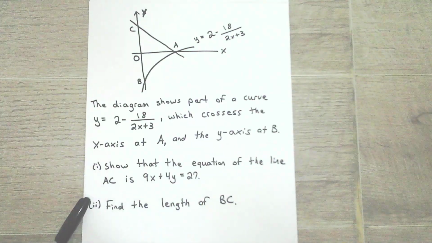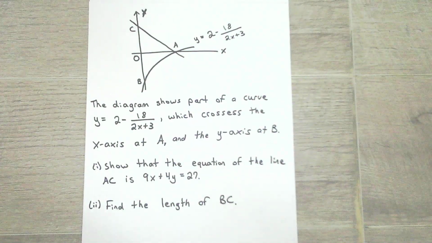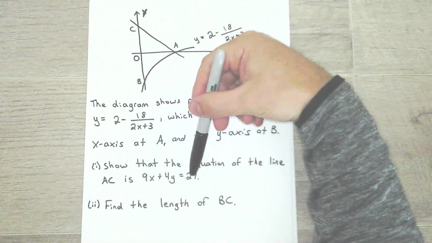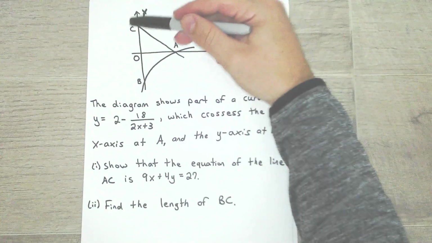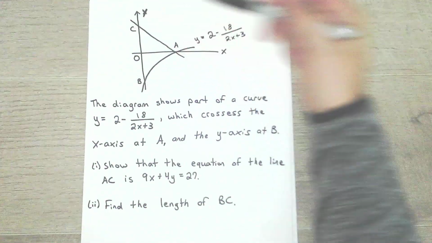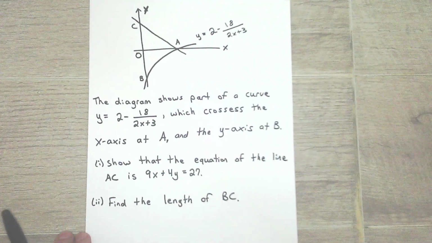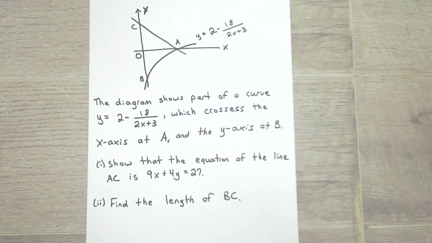Part I. Show that the equation of the line AC, so the equation of this line, is given by this formula. And then find the length of BC. Okay, so let's get started on I. Show that the equation of the line AC is 9x plus 4y equals 27. So if you're taking notes, you might want to pause it now so you can write this down.